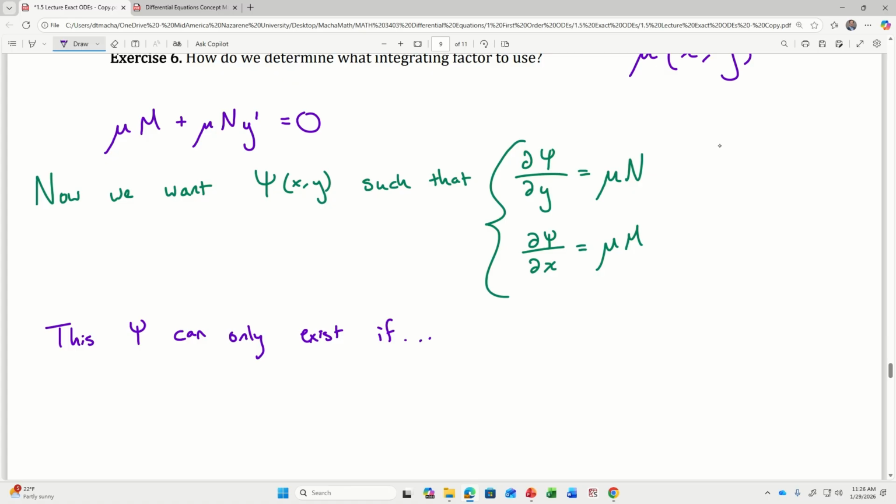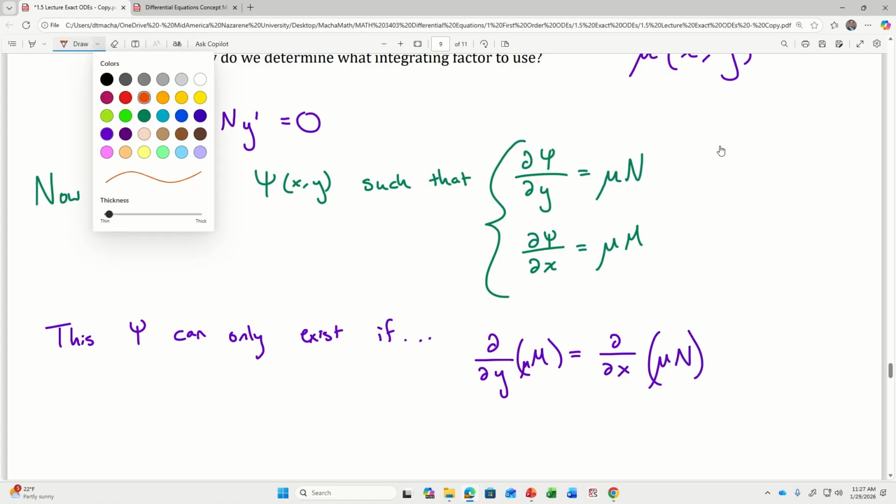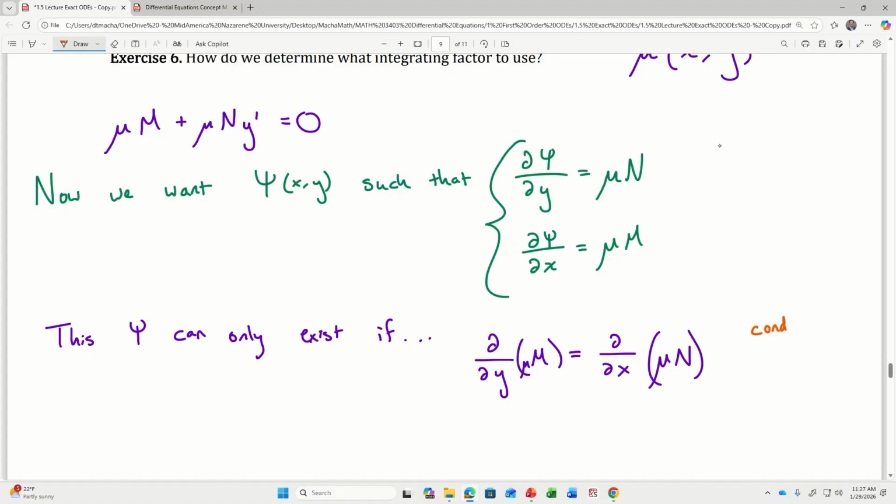The partial of mu m with respect to y is equal to the partial with respect to x of mu n, because that would be the condition for exactness of this ODE.